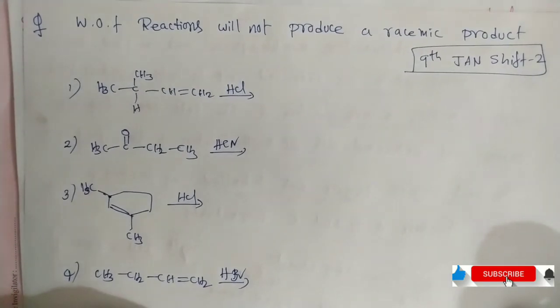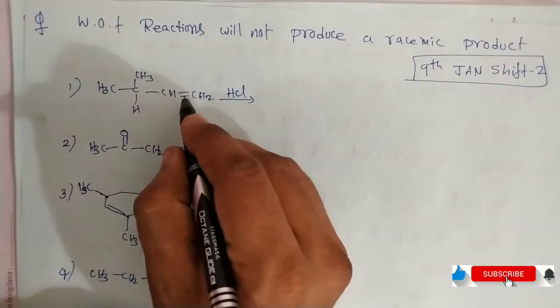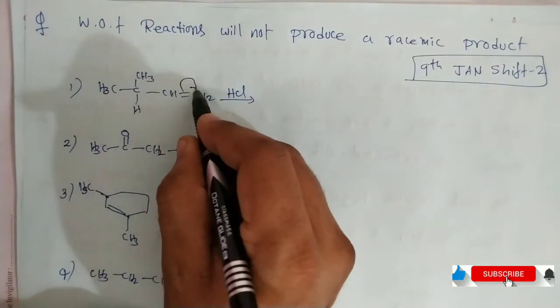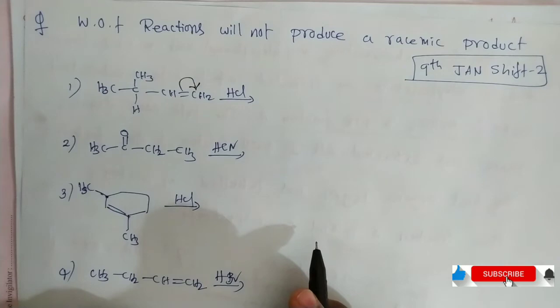So here you can see this question: which of the following reactions will not produce a racemic product? The first one is protonation of this double bond.